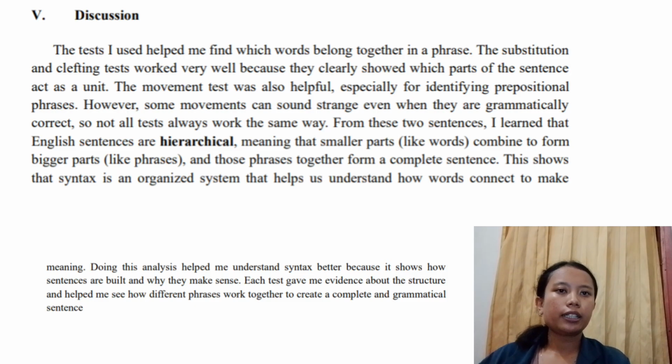Through this project, I learned that syntax is not only about grammar rules but also about how words and phrases connect to make meaning. It helped me see that every sentence has a clear structure with smaller parts that work together. And the most challenging part for me was drawing the tree diagrams and deciding which words belong to which phrase. At first, it was confusing, but after some practice, I understood the pattern better. And this project really improved my understanding of English sentence structure.